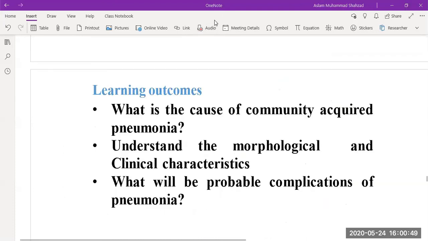So what are the learning outcomes of this lecture? We have discussed the causes of community acquired pneumonia. We have discussed the morphological and clinical characteristics of pneumonia, and discussed the probable complications of pneumonia, such as endocarditis or formation of metastatic abscesses. So thank you so much for today's lecture. Hope to see you again.